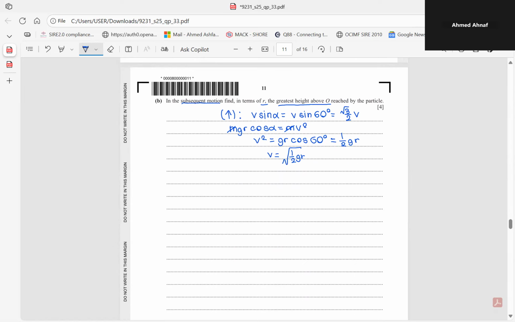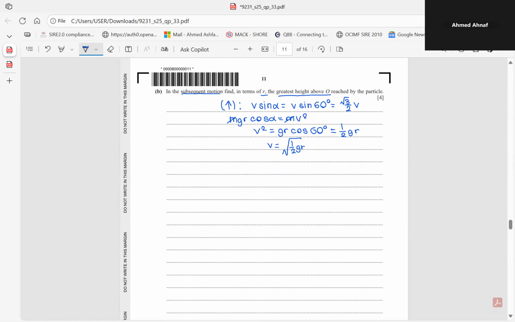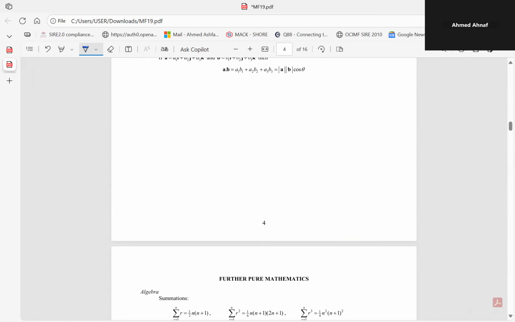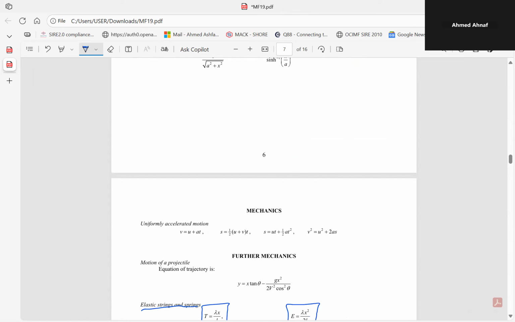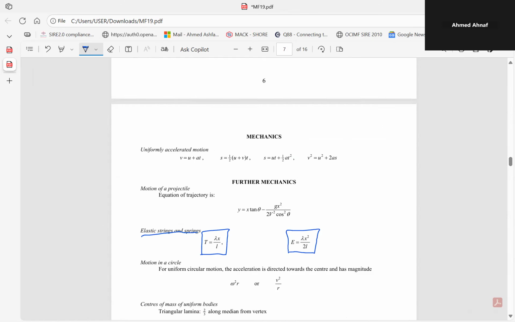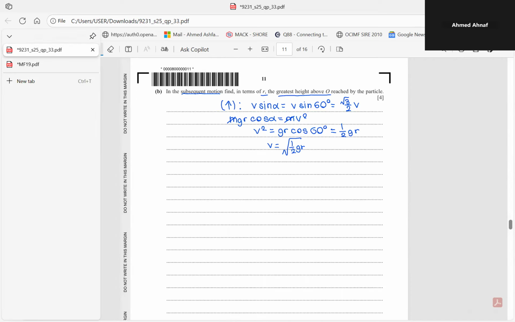Okay. And now we're going to use the SUVAT equation you can find in your MF19. Let's look for one with s. We're going to use this because we don't want to trouble ourselves to find the time. All the other equations have time. This one only has the initial and final velocity, as well as the acceleration. So we're going to use v squared equals u squared plus 2as.